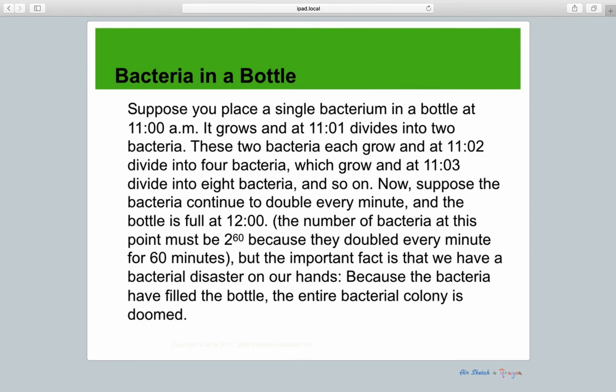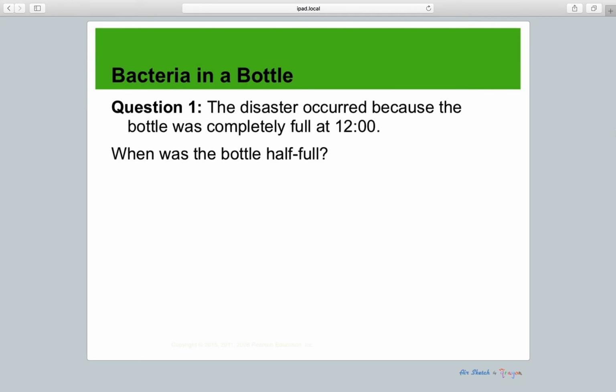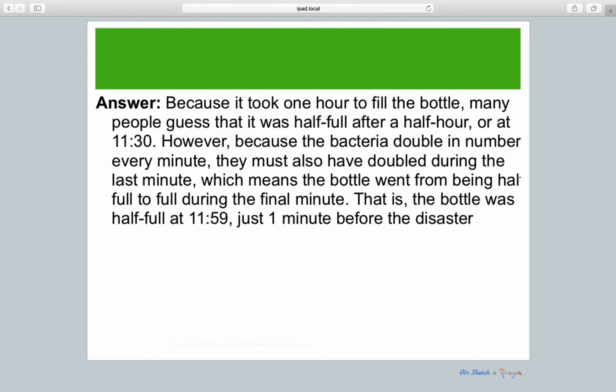Question 1. The disaster occurred because the bottle was completely full at 12 o'clock. When was the bottle half full? And so here, a lot of students like to go, well, that must be 11:30, right? But in fact, that's wrong. It's doubling every minute. So that means that if the bottle is full at 12, it was half full at 11:59, just 1 minute before the disaster.